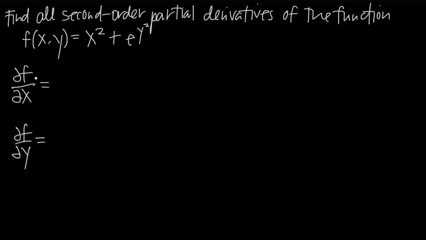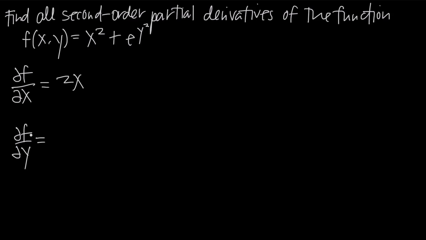The derivative of a constant would be 0. So when we take the partial derivative with respect to x, this whole term here, because it doesn't involve the variable x, the derivative of this whole term will become 0. So the derivative of x squared is simply 2x. The derivative of this term, because there's no x variable, is 0. So the partial derivative of f with respect to x is 2x.